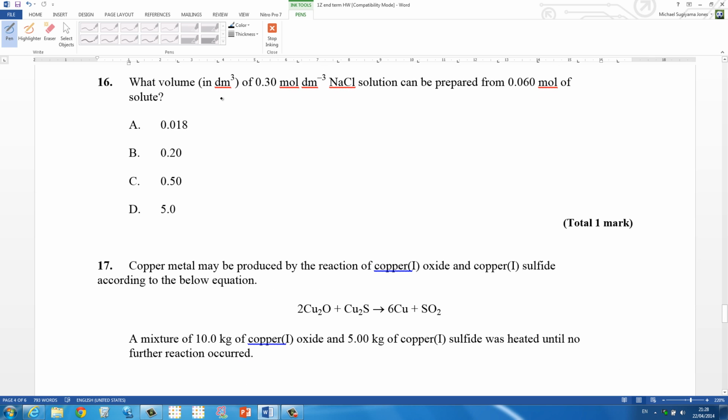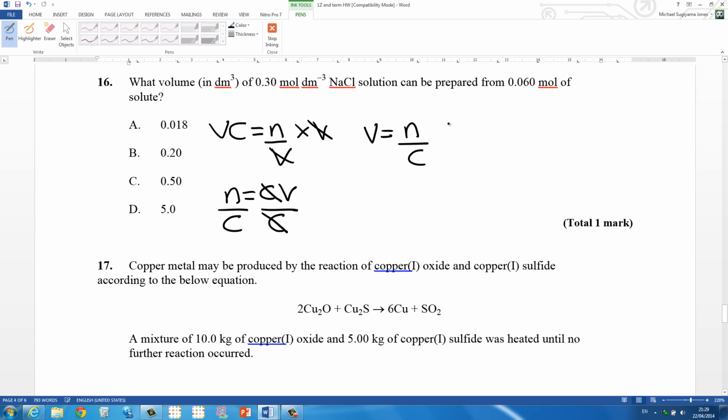What volume in decimeters of 0.3 mole per decimeter NaCl solution can be prepared from 0.60 moles of solute? So we're going to use C equals N over V. If you rearrange that by multiplying both sides by V, you get N equals CV. What are we looking for here? Volume. So we want to divide both sides by C. We end up with V equals N over C.